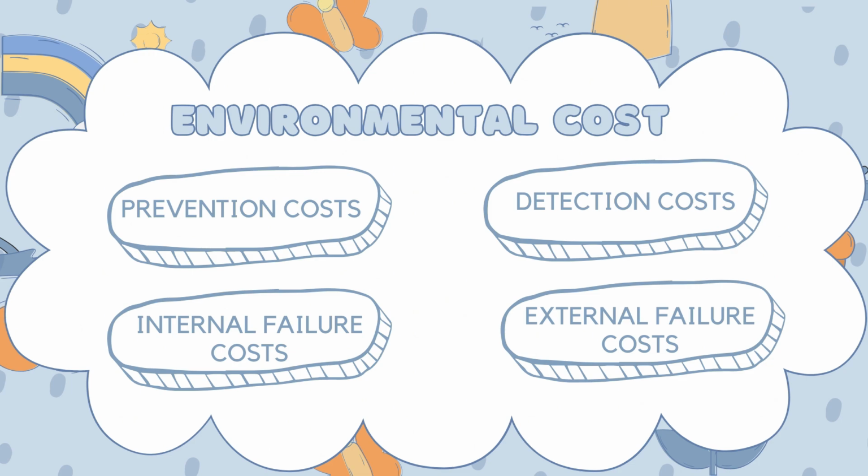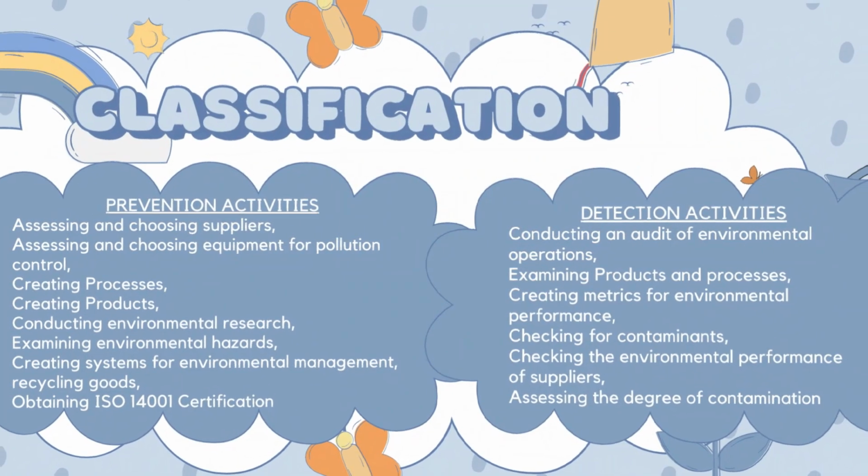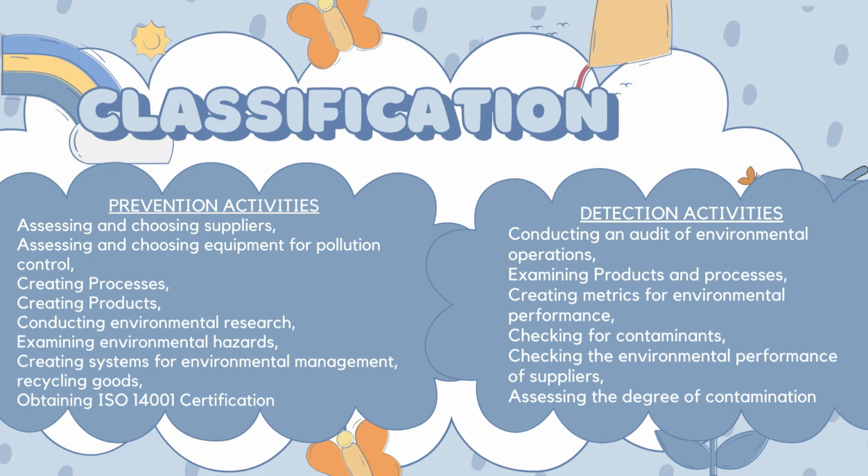Meanwhile, for external failure costs, this waste has been thrown out of the company, so it will give rise to social costs that must be borne by the company in order to deal with waste that has already spread outside the factory. This is the classification. First, prevention activities, which can give rise to prevention costs.